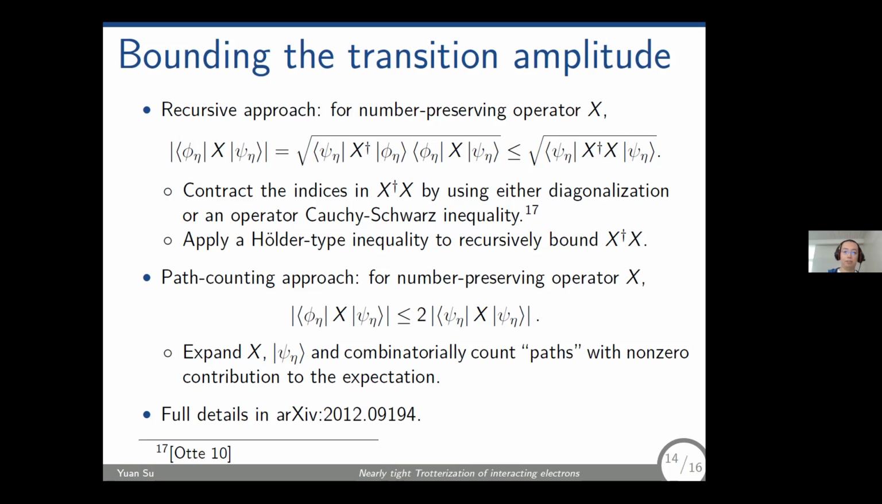The second approach that we have here is something we call path counting. This is more like a direct approach where we expand out x and the quantum states, and we try to give combinatorial arguments to count the number of non-zero contributions to the transition amplitude. I won't be able to present all the details of the proof arguments, but hopefully you have time to check out the paper and try to find some further applications.